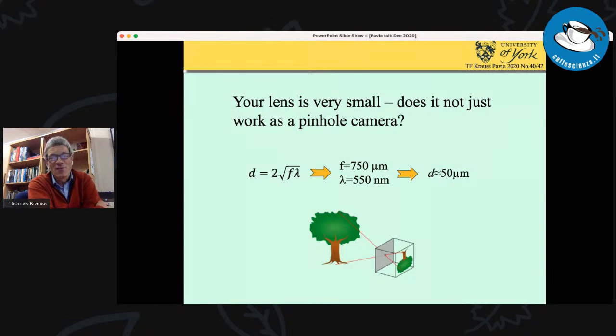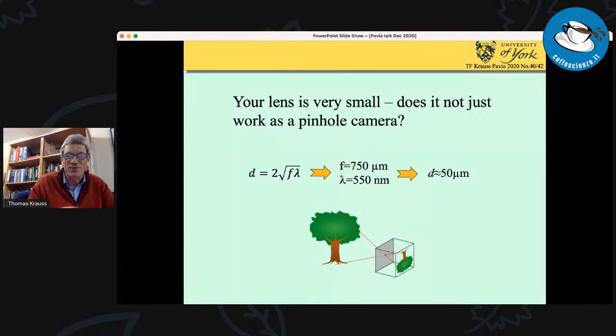And here I'm giving you the formula for a pinhole camera, 2 times the square root of f lambda. If I put in our case, we use f of 750 micron and lambda of 550 nanometer, the diameter of the pinhole is about 50 microns. So if you make a meta lens of 50 or 100 microns, you might as well use a pinhole. But our meta lens is 2 millimeters, so clearly it's better than a pinhole.